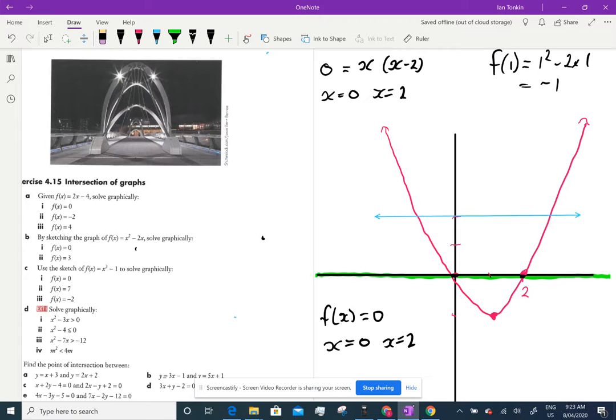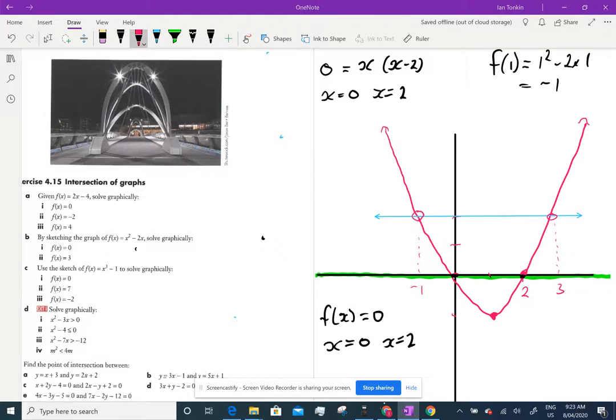There we go. And again, I'm going to have 2 solutions, and they're going to be here and here. Now, if I go down here and find this point, that looks like it's going to be 3. And this one looks like it's going to be minus 1. That'd be my guess. So now let's do it properly.